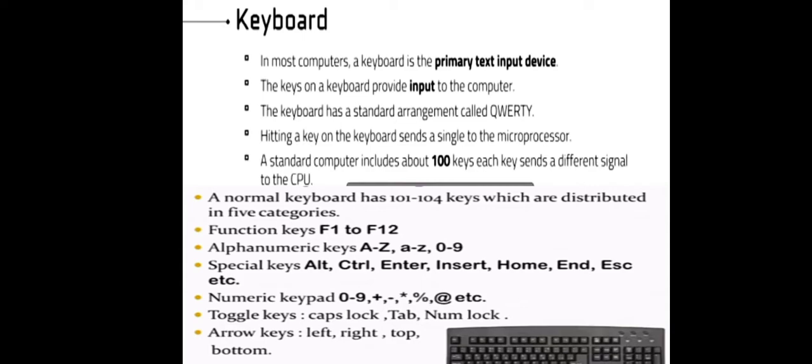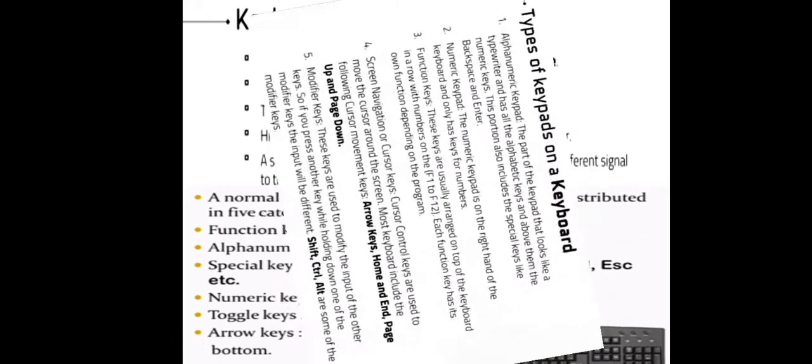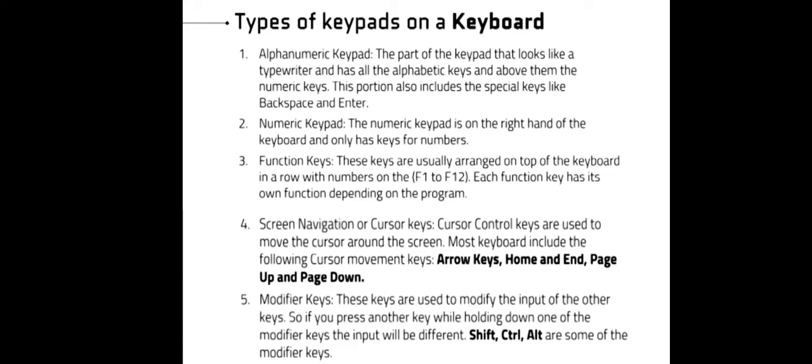Here is the first input device, keyboard, which is also called the primary text input device. The keys give the information or data or input to the computer. The arrangement is called QWERTY. The standard computer includes about 100 to 104 keys. On the screen, you see the function keys, alphanumeric keys, special keys, numeric keypad, toggle keys and arrow keys. In the next slide, you see the types of keypads on the keyboard.